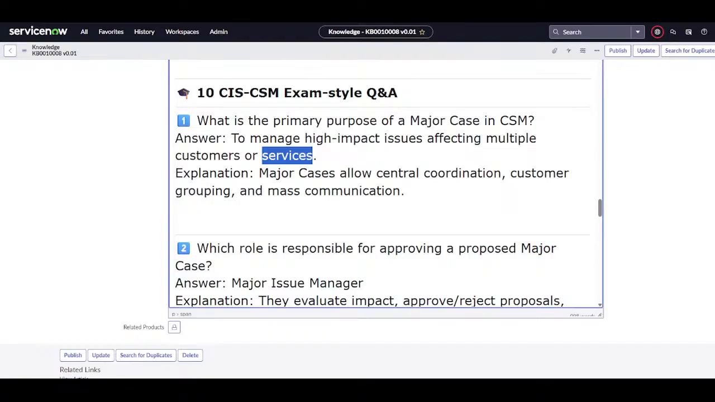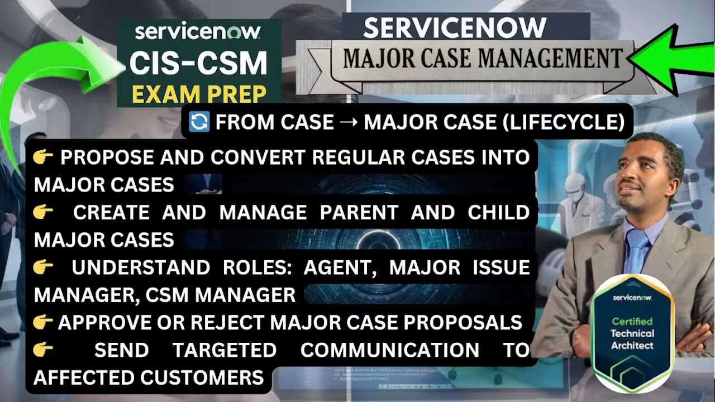All right, are you ready for the second question? I'm going to hide it from you, so try it and let me know. Which role is responsible for approving a proposed major case? First, an agent identifies a given case and proposes it as a major case. Then it goes to the approval process.